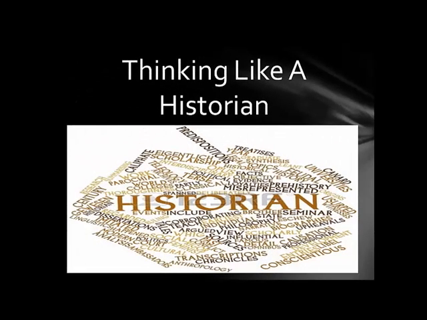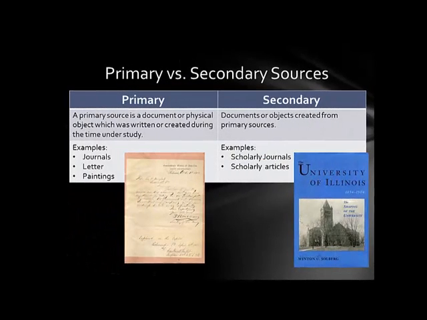Now we're going to be discussing the research portion of this. You are going to learn how to think like a historian. First, you need to learn the difference between primary and secondary sources. A primary source is a source or document or any physical object that was written or created during the time under study. Basically, it is a source that is written as the event is happening during that time. Examples of this would be journals, letters, paintings. For example, if Bismarck wrote a letter to his wife, that would be considered a primary source.